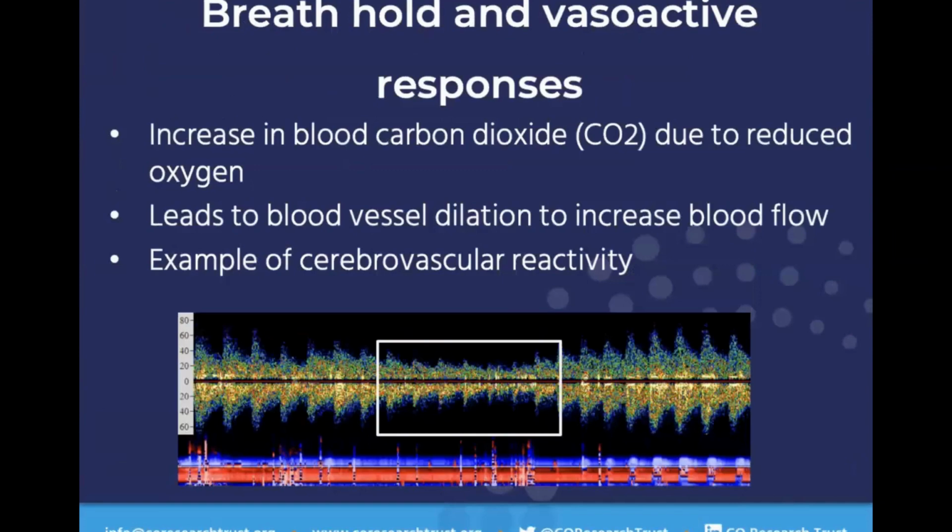The performance of a breath hold is a very common physiological challenge and is widely used as an indicator of vasoactive response. In a typical case, a breath hold of 8 to 10 seconds will cause an increase in CO2 in the blood as oxygen levels are reducing. This kickstarts a chain reaction that results in cerebral vessel dilation. This is the body's mechanism to increase cerebral blood flow to maximize oxygen getting to vital areas when oxygen is reduced for longer periods of time.